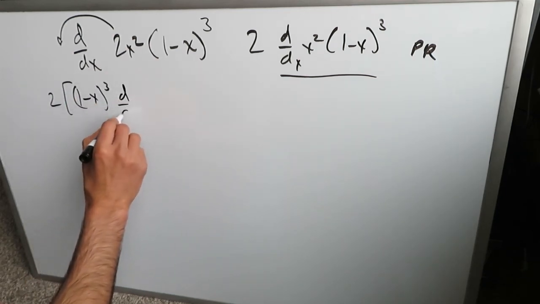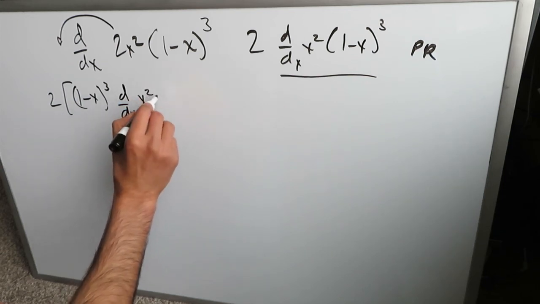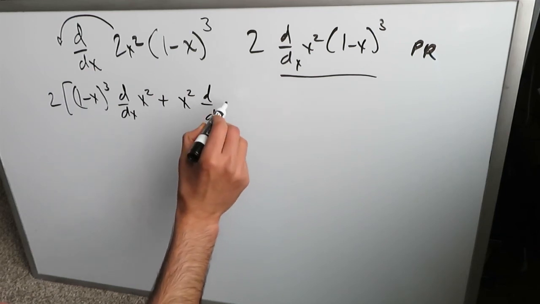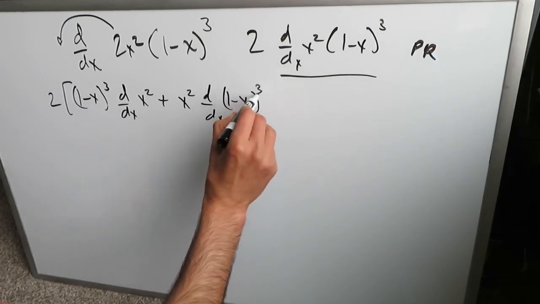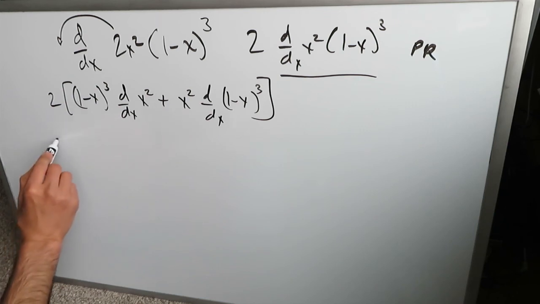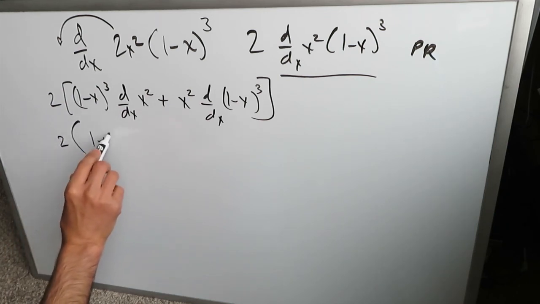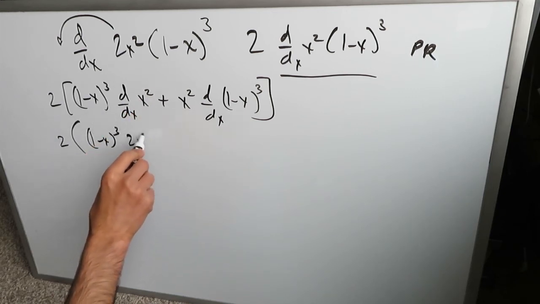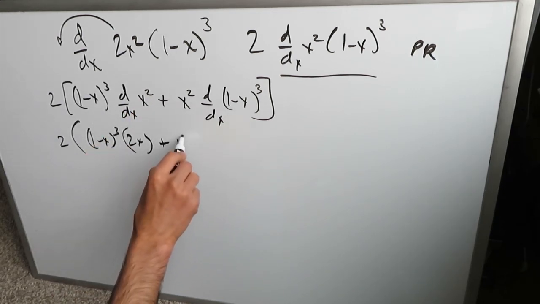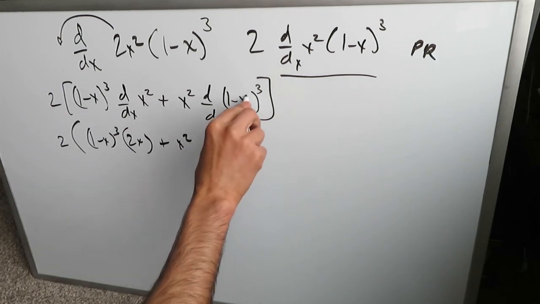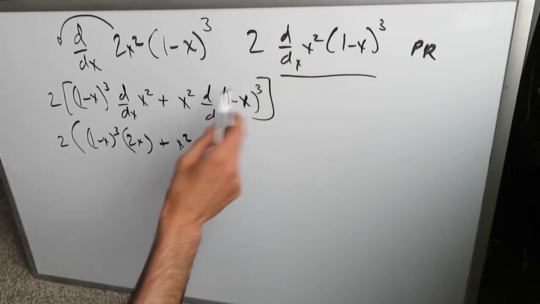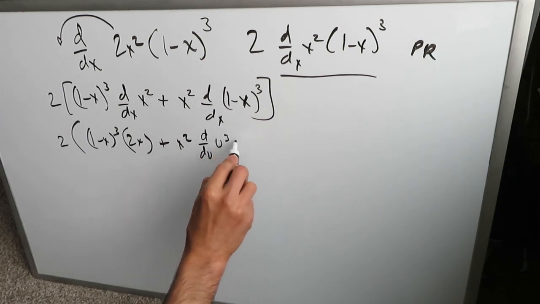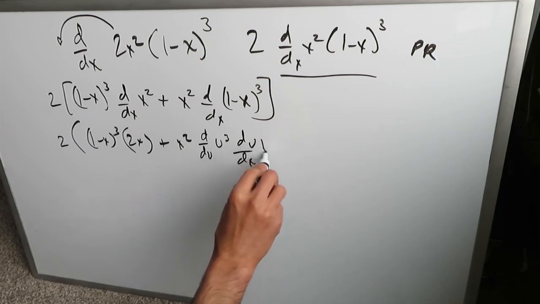So I'm going to do 2 times the original g function times the derivative of the f function plus the f function multiplied by the derivative of the g function, 1 minus x cubed, and you know the 2 is still sitting outside. 1 minus x whole cube times the derivative of x squared, which is just a 2x, you know how to do that now, plus x squared. Do a chain rule substitution, let u equals 1 minus x, so f of u is equal to u cubed, d over du of u cubed, and du over dx of 1 minus x.